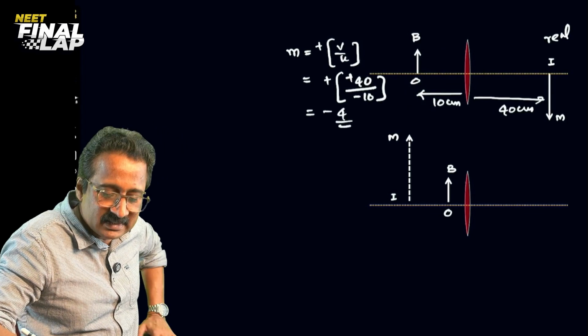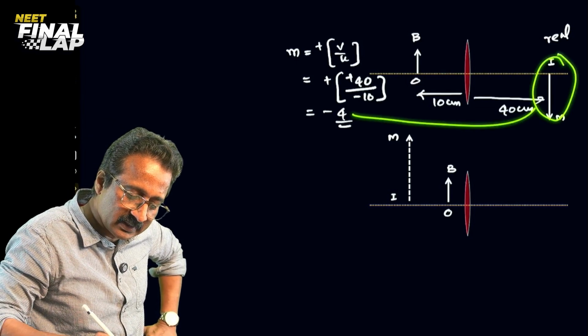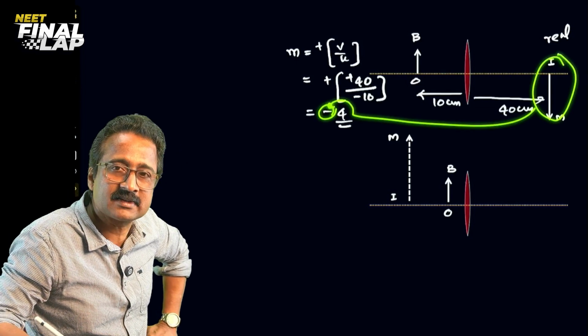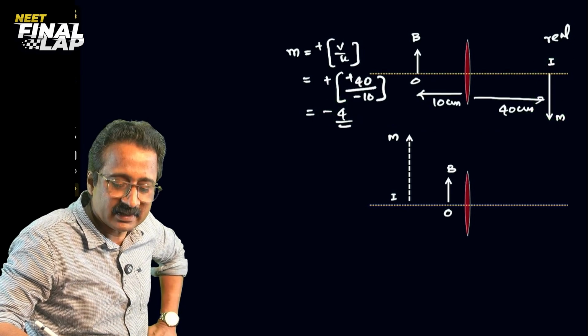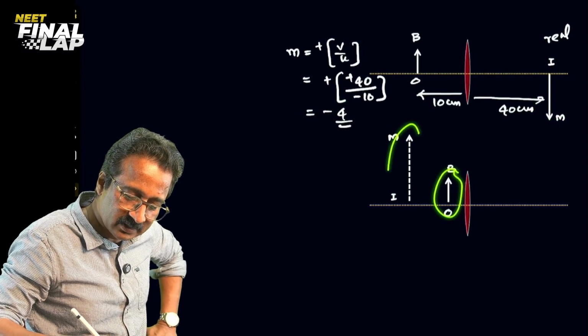So what it means is this: whenever the image is real, certainly there will be a negative sign appearing in the answer. So for a real image, magnification is negative. Now look at the second figure. Here is an object, here is an image.